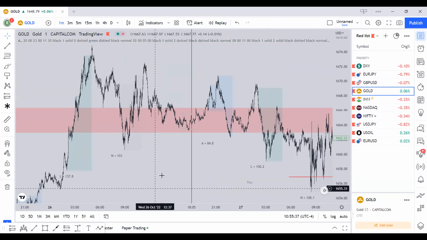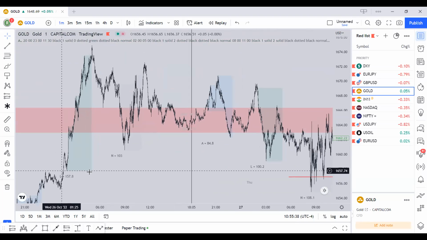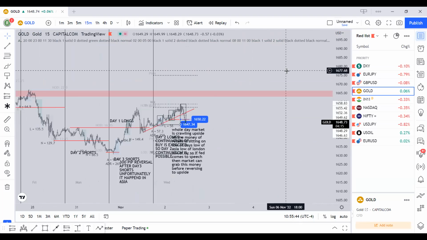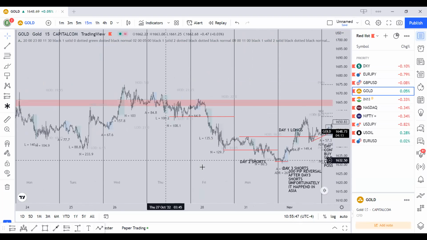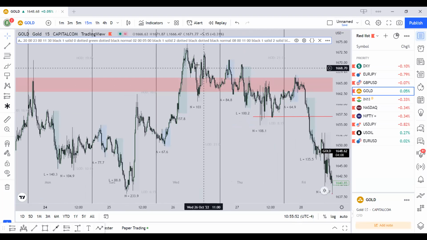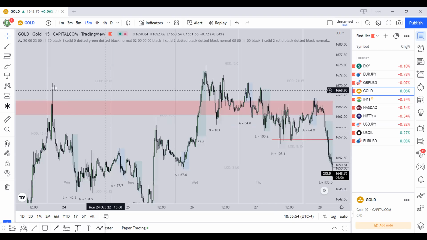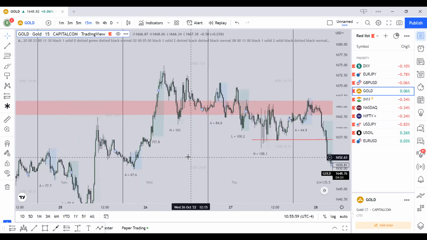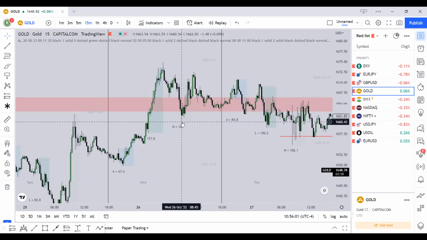So till this day, we were in day 3 longs, right? This was our day 2 longs. This was our day 3 longs. The market pumped higher in London, right? The market again came back to London's low. This is London's low, right? The market again came back. And what are you aiming to see here? That you have to go for the upside.